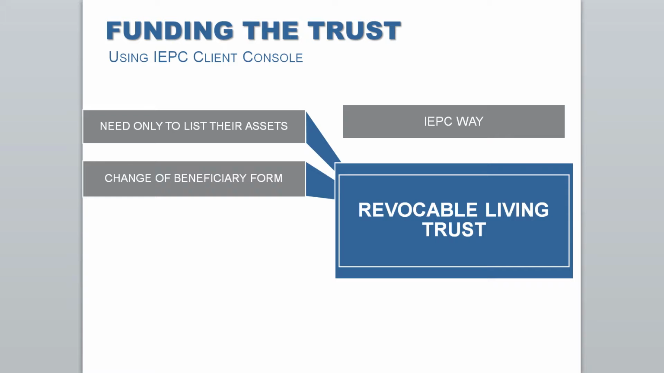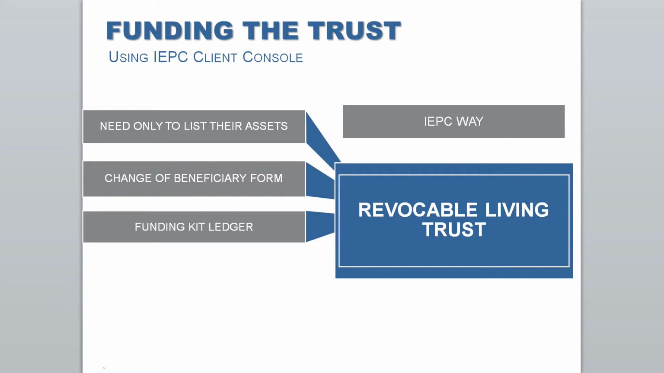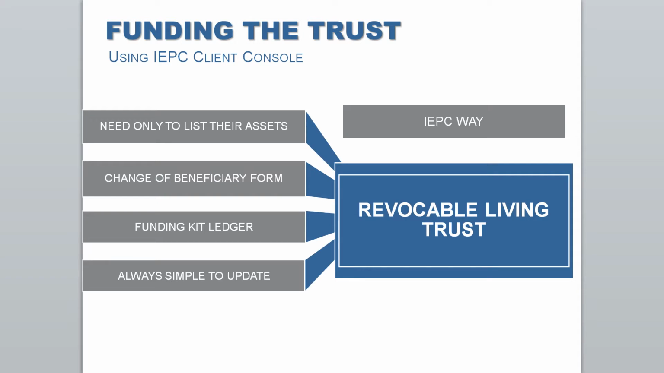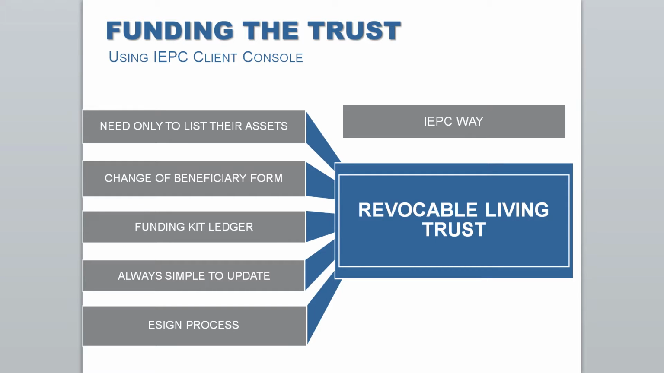This is all done using something we call the Funding Kit Ledger, which is part of the Client Console described earlier. Using the Funding Kit Ledger is simple, fast, and easy, allowing the client to add or remove asset listings at any time. And this provides your client with a major breakthrough in their ability to fund the trust and keep the trust updated and current at all times. Once the client enters information about their assets on the Funding Kit Ledger, they verify this information using the e-sign process in the same way that was done with the main estate plan documents.